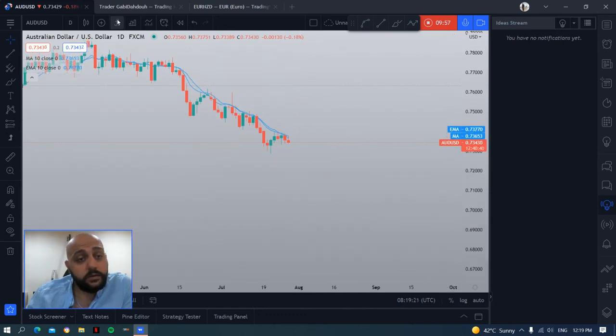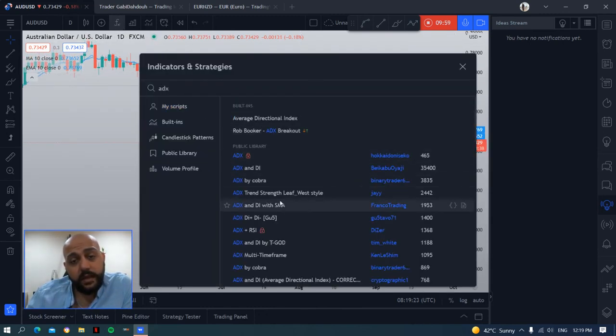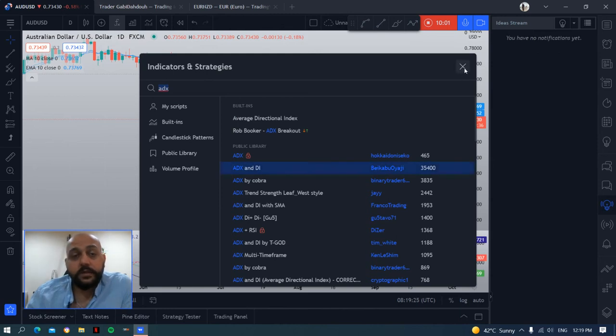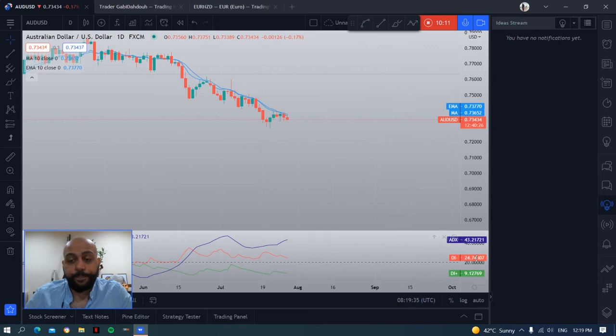Let's add another one, just to determine something else. Let's add the ADX with the DIs. The ADX basically shows us if the market is trending or not, with indication of bullish and bearish indicators. So as you all know, if the ADX is above 20, that means the market is currently trending. The ADX right now is sitting at 43.21, which shows us that the market is currently very much trending.